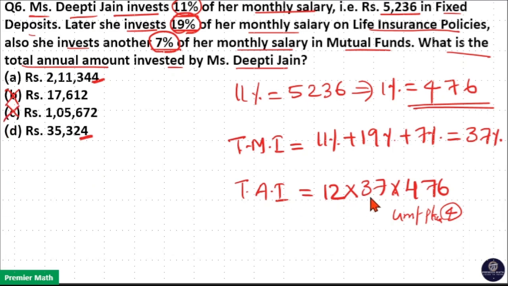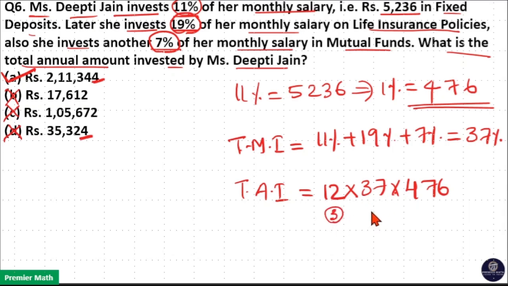Now, if you check 12 into 37 into 476 is not a 5-digit answer. So, option D also cancel. Option A is your right answer. And if you have doubt in this, you can also do digital sum method. You can see here 1 plus 2, 3 is the digital sum.